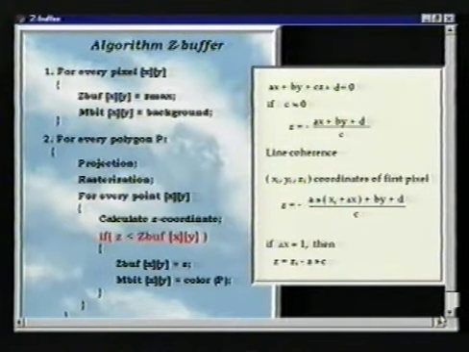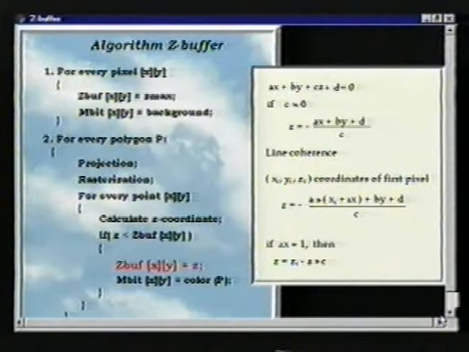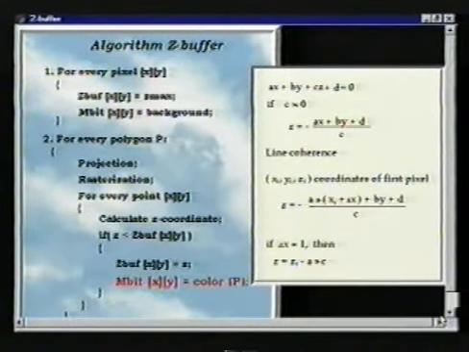Next, in the algorithm, we compare the Z-coordinate of the point x, y with the value in the Z-buffer at position x, y. If the Z value of the point x, y is less than the value in the Z-buffer, it means that this point is nearer to the viewer than the points tested so far. Then this point is assigned to the Z-buffer and the point is depicted on the screen.